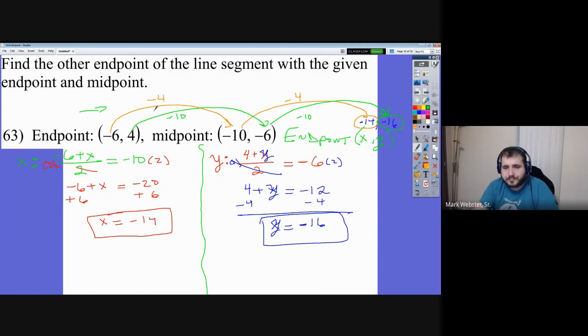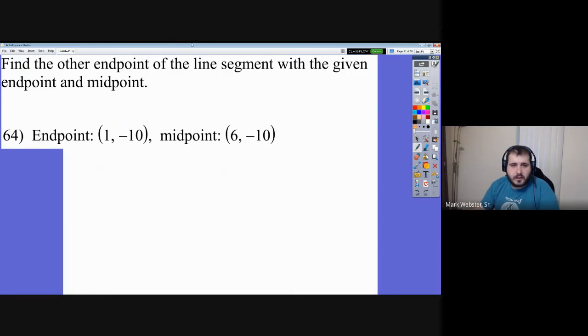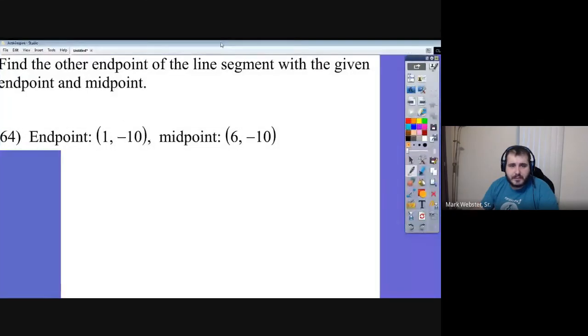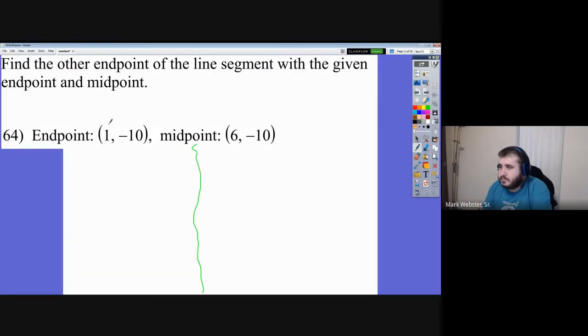Okay, let's look at this one. Same idea. Again, we're looking for our missing endpoint. That's the thing we're trying to find, whatever x is, whatever y is. So let's start with x. I know the midpoint is 6. I know one endpoint is 1. I need to find the other one.